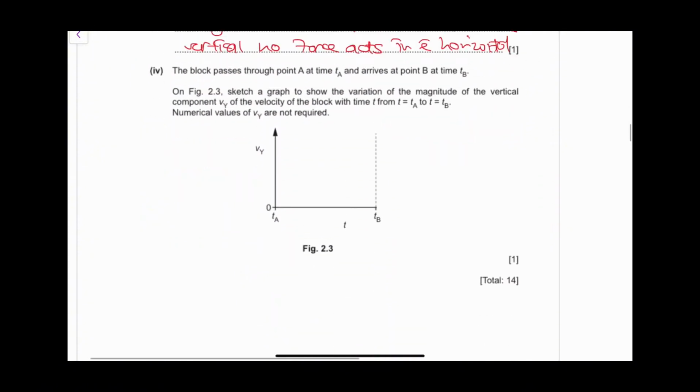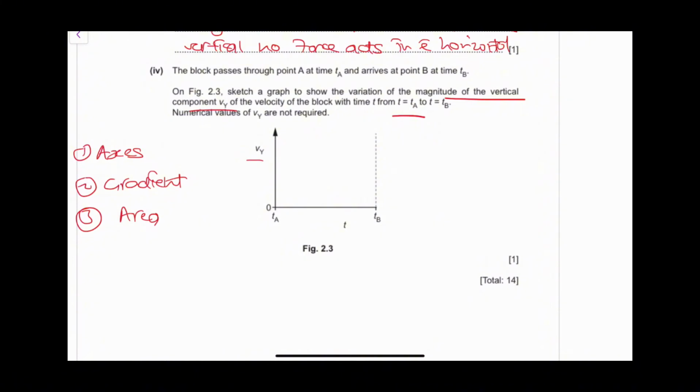Okay, moving on to question IV, we've been asked to show the graph of the variation of the magnitude of the vertical component Vy of the velocity from time t equals A to t equals B. Whenever you're given a question that asks you to sketch a graph, you must think of three things. Number one, axes. The second, gradient. And the third, area underneath the graph. You don't need to satisfy all three, but you have to be thinking of them.